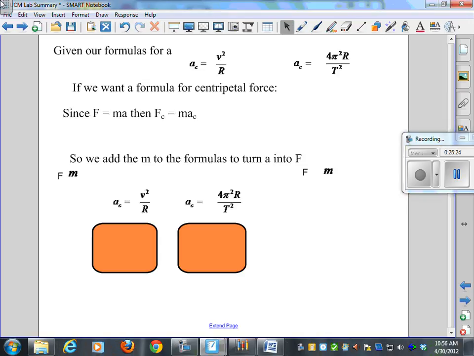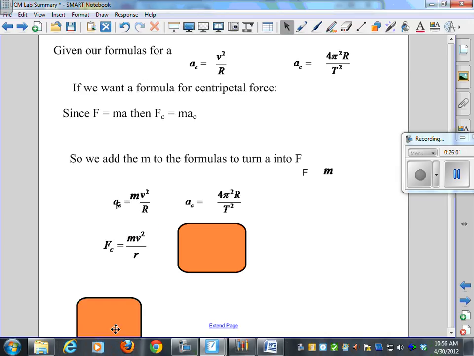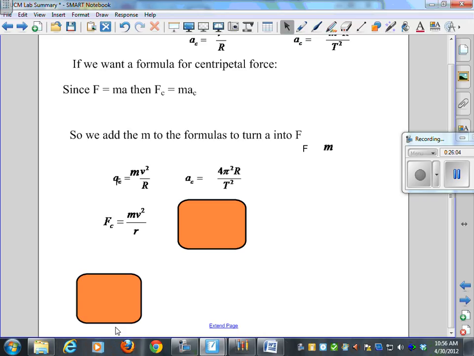So, we're almost at the last slide, promise. Given our formulas that we've now come up with, AC equals v squared over r, and AC is equal to 4 pi squared r over t squared. These are accelerations. If I want centripetal force, since F equals ma, Fc is equal to m ac. These are already a's, so all I do is just add an m, and that becomes force. Fc equals mv squared over r. So that's the final one, the one for force.